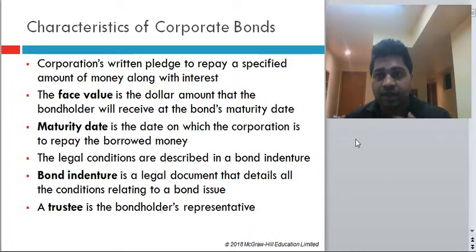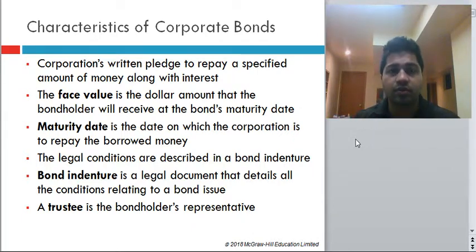Okay? When you buy a bond, you pay the price of the bond. The regular payments that you get from the company, the cash flows, are called coupons. And when the bond matures, the company pays you back the face value. So this is how a typical bond works.